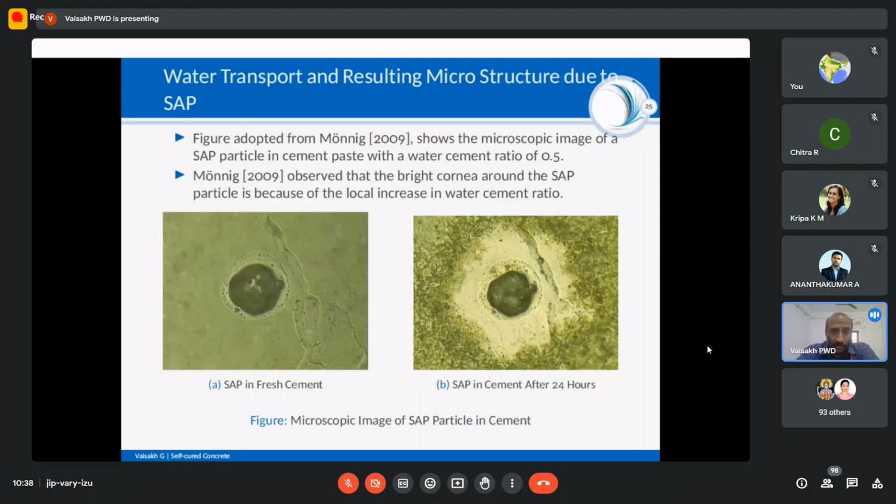This figure is taken from Mooring 2009. This is a microscopic image of a sap particle in cement with water cement ratio 0.5. On the left, we can see figure A, sap in fresh cement and sap after 24 hours. We can see a corona around the sap particle because of an increase in water cement ratio locally, which is actually released from the sap particle.